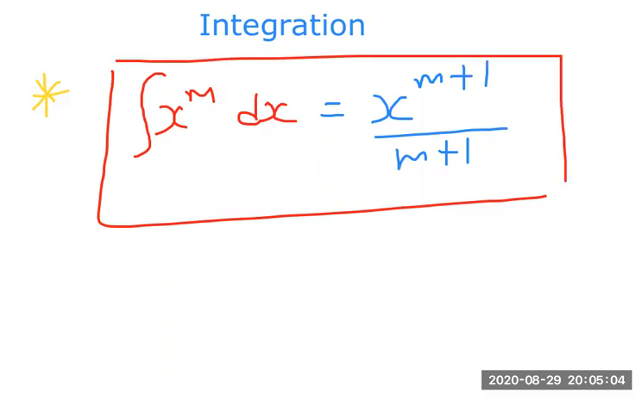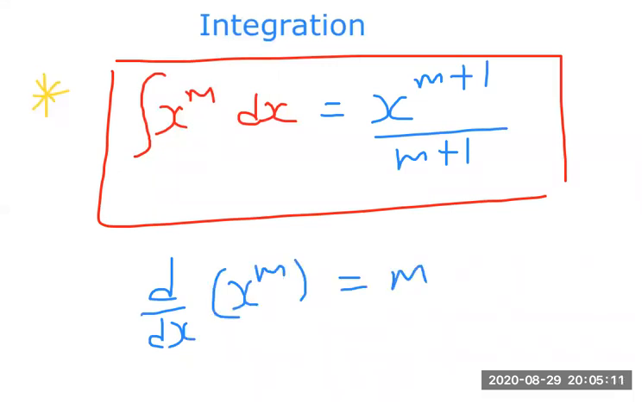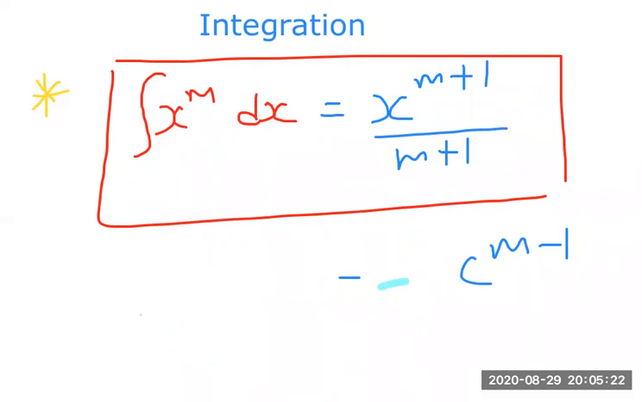In differentiation, I think you remember the formula: d by dx of x power m is equal to m into x power m minus 1. This is a differentiation formula, and now we want to discuss integration. I will leave differentiation now, since I think you are clear with it from the last class. So, integral x power m dx equals x power m plus 1 by m plus 1. How to apply this formula in different situations, we have to study now.